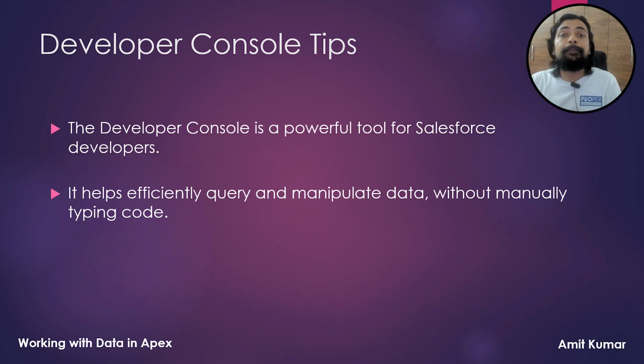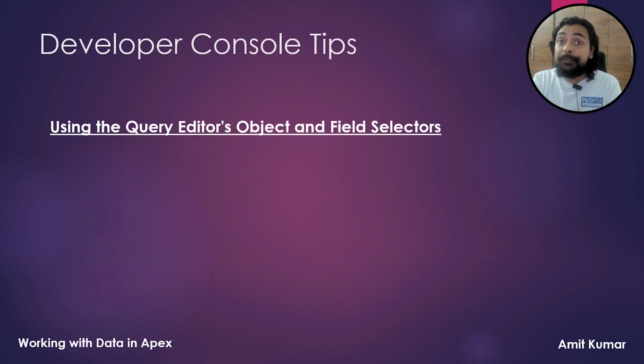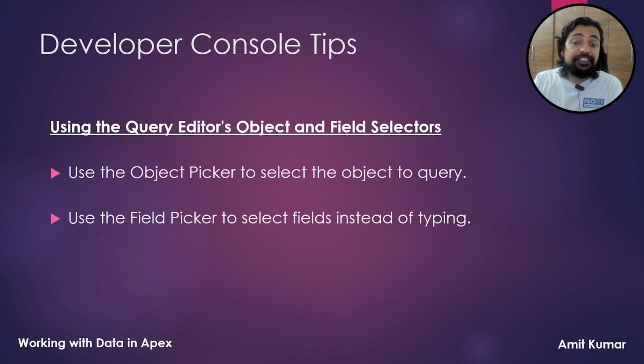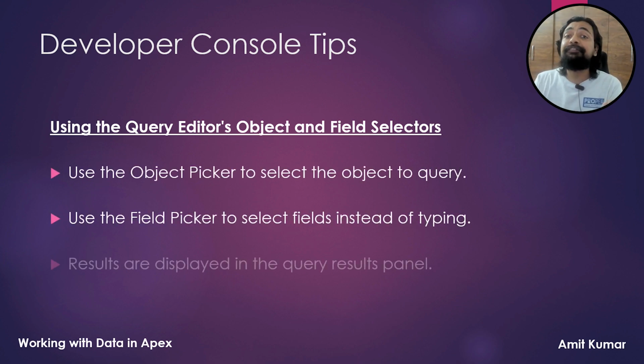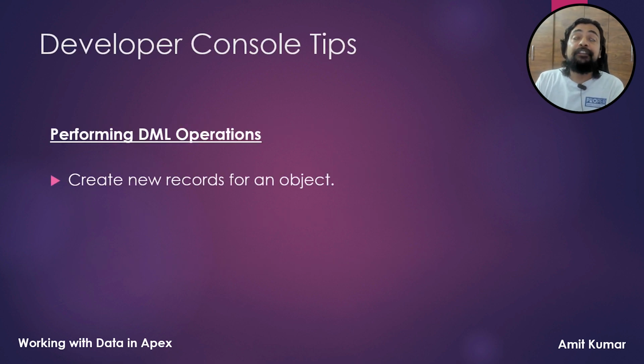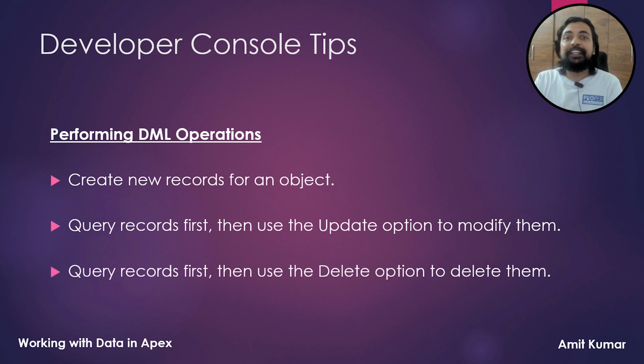But in fact, you would be surprised to know that all this can be done by just using some point and click. Today, we will focus on using the SOQL and DML menus, drop-downs and buttons for ease of use. Using the query editor's object and field selector, we can pick a specific object, select the fields we want from it and see the result. Not only that, on the result we can create new records, update records, and even delete records as well. So what are we waiting for? Let's quickly hit the developer console and see all this happening without typing a single line.